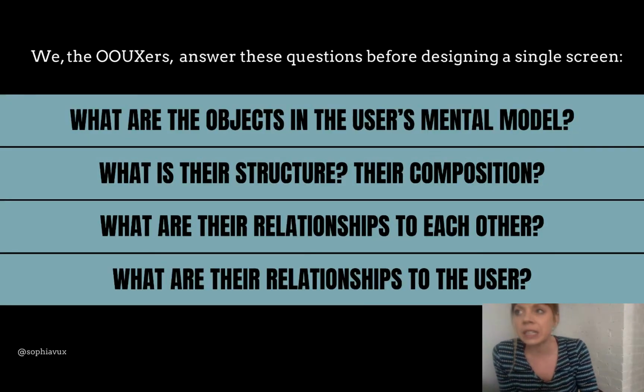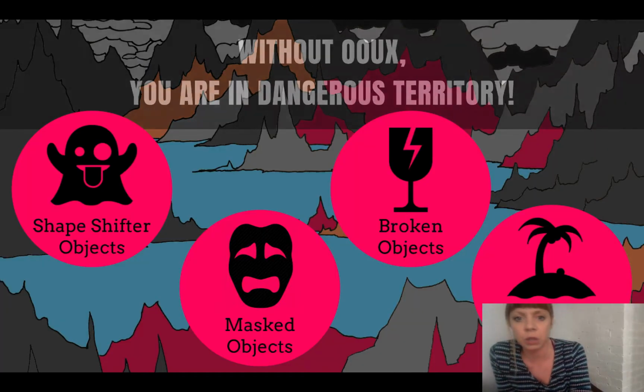So before we design any screens, we're gonna learn to answer these questions. What are the objects in this world? What is their structure? What is their composition? What are their relationships to each other? And what are their relationships to the user?